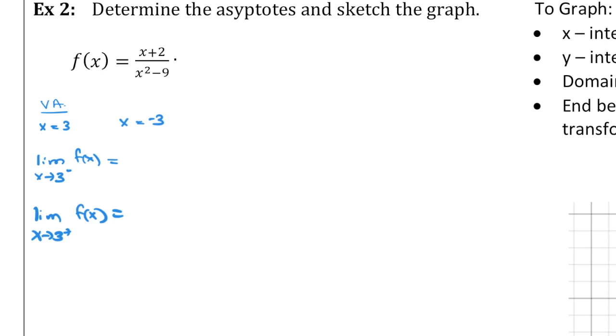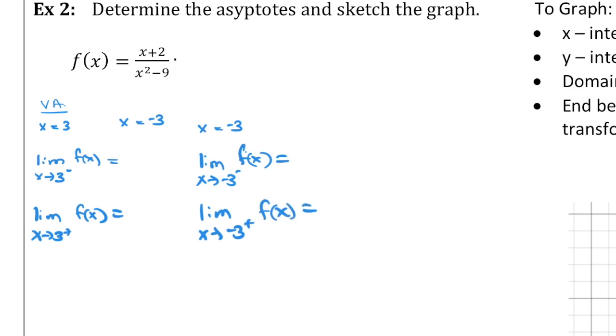For x equals 3, negative 3, we're going to do something similar and take the limit as x approaches negative 3 from the left of f of x. And we also want the limit as x approaches negative 3 from the right of f of x. So we already know the answers are infinity. The question is, are they positive infinity or negative infinity?